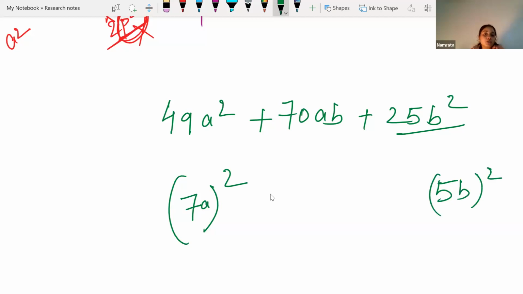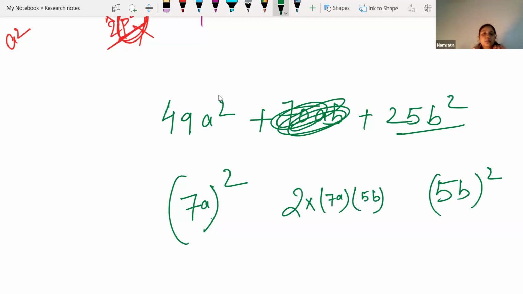Now, if you are worried about how to write this 70ab, you don't have to look at this 70ab. You write 2ab by yourself according to your a and your b. My a is 7a, my b is 5b. Now I am going to match it with the question's 70ab, whether it is the same or not. So I'll go to the rough part and do the multiplication. 2 into 7 is 14, and 2 into 7 into 5 is 14 into 5, which is 70.